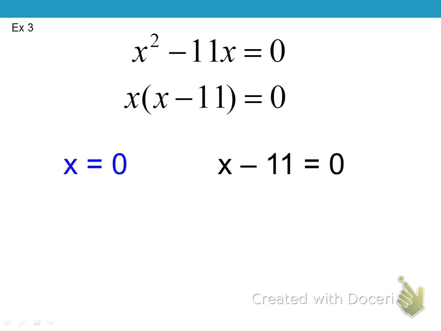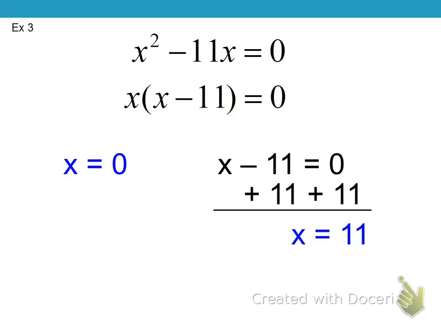We will make x minus 11 equal to 0. Oh, that's convenient. Now, x equals 0, that one's already solved. So you can go ahead and solve the x minus 11 one. And what do we get? X equals 11. And those are my 2 solutions. What are your questions?